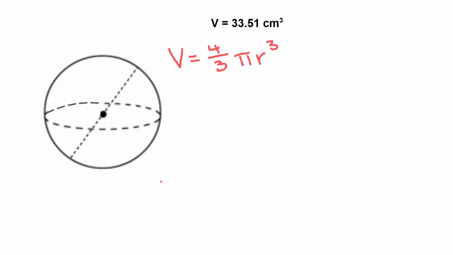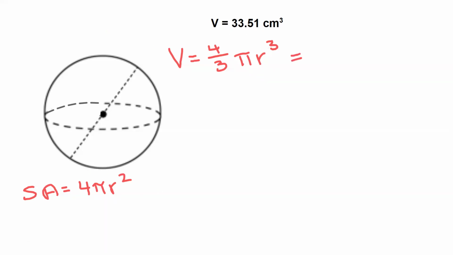Since I know I'm also going to need to find surface area, I'm going to write the surface area formula over here, which is 4 pi r squared. And so now that I have both formulas, I notice they both have the radius in common. So if I can solve this volume formula for radius, since I know what the volume is, I can then plug in the radius over here, so I have the surface area.